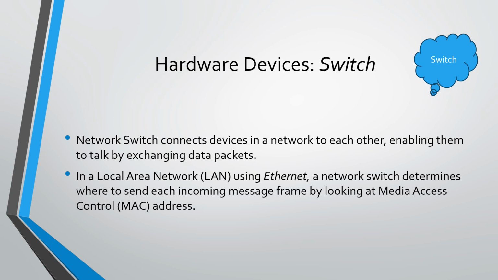First, the network hardware device, switch. The network switch connects devices in a network to each other, enabling them to talk by exchanging data packets. In a local area network using Ethernet, a network switch determines where to send each incoming message frame by looking at the media access control address.